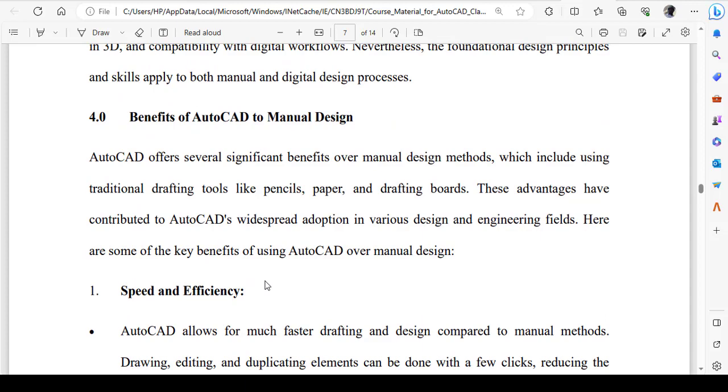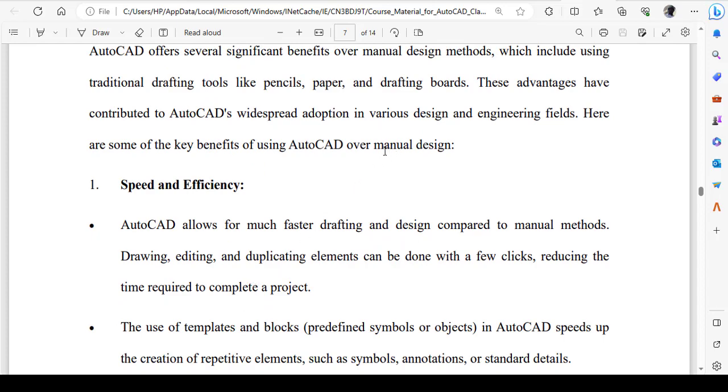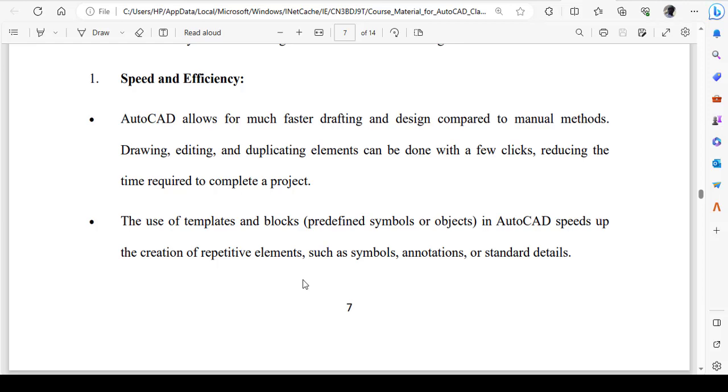Now with AutoCAD, you have speed and efficiency in the sense that it is much faster compared to manual drafting. Also, in AutoCAD, you have a lot of elements that can help ease your work. For instance, let's say I want to draw a square. I have something like rectangle that can easily give me that, instead of drawing one, two, three, four lines. So that's one of the things it does.